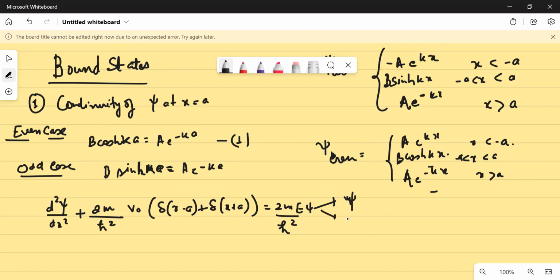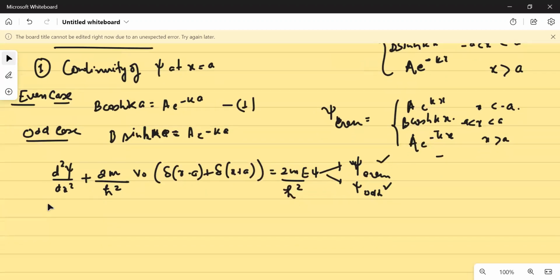Now you should remember that this ψ can be even and can be odd. But if it is even, then it cannot be odd, and if it is odd, then it cannot be even. So what I mean is my wave function has a definite parity. So either it can be even or it can be odd. So we will be considering two cases. One would be even bound states. The other case would be odd bound states. Okay, that is clear to you. So what I am doing first is I'm just considering my even cases.